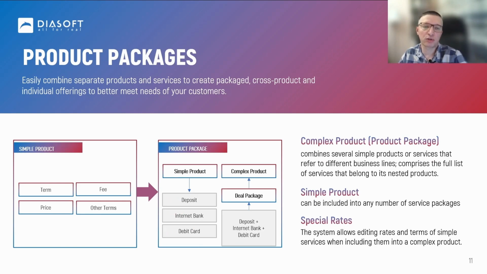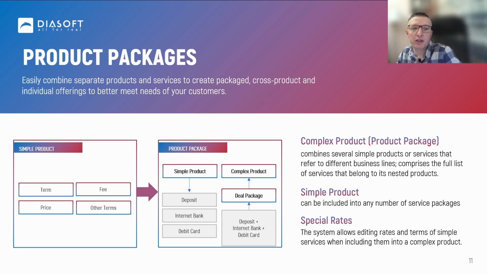Product package is also a product, but it combines several products and services that belong to different business lines. For example, it can be a loan combined with some insurance program. In other words, any simple product can be a part of a product package. However, you can still edit rates and terms of simple products included into a complex product.